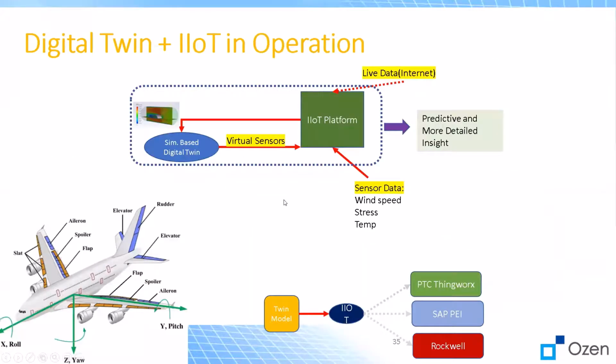So here's the model basically. And then we can see that once we have the model, we need to deploy this in IIOT. That could be done using PTC ThingWorx, SAP PEI, or Rockwell platform. In this example, we are using PTC ThingWorx.